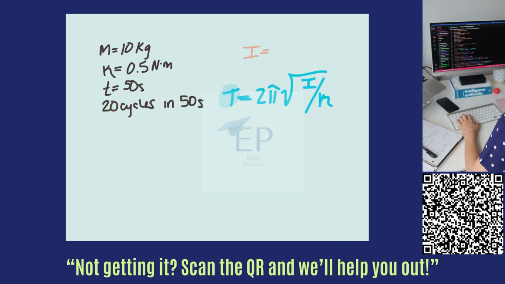We know that the object oscillates 20 cycles over the course of 50 seconds. So our period is 50 seconds, it takes 50 seconds to have 20 cycles. So we get that our period is 2.5 seconds. So now we can take that information and plug that into our equation here. So we'll have 2.5 seconds equals 2 pi times the square root of inertia over torsion.